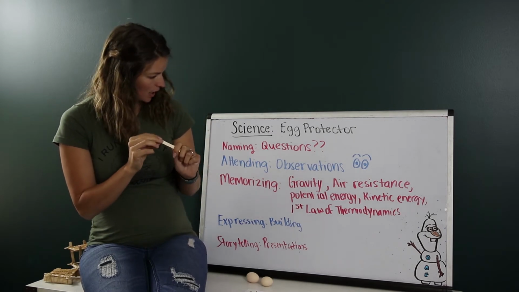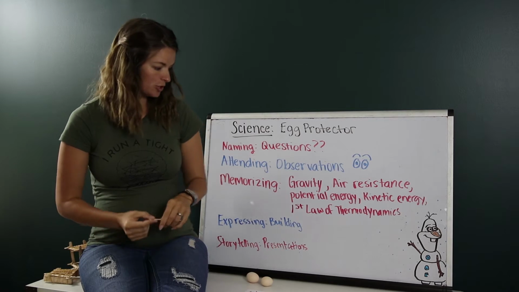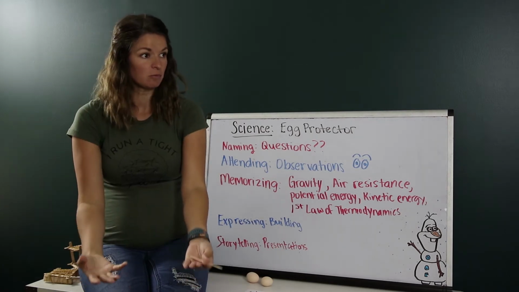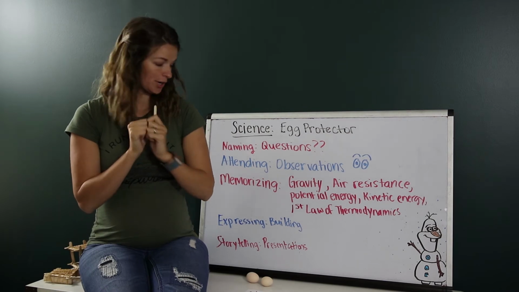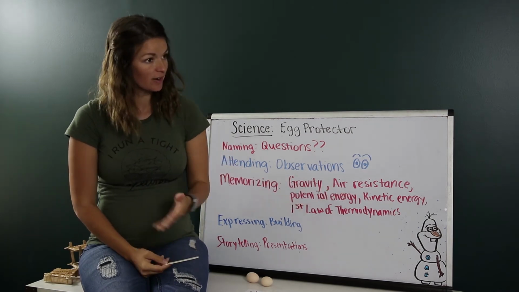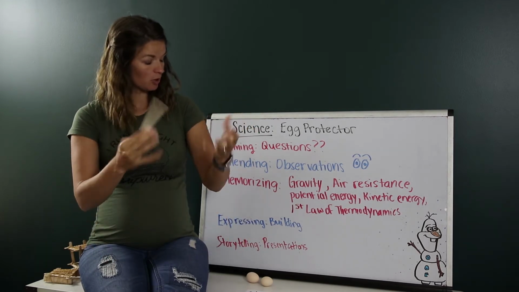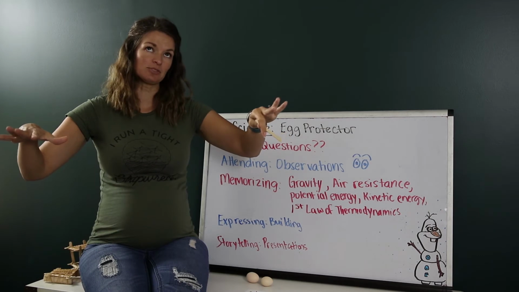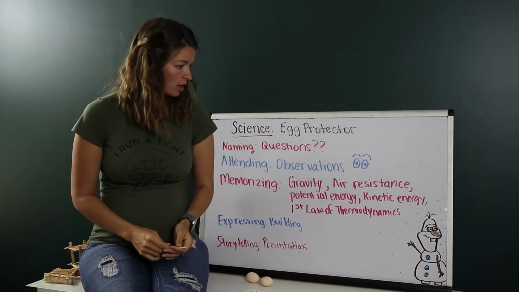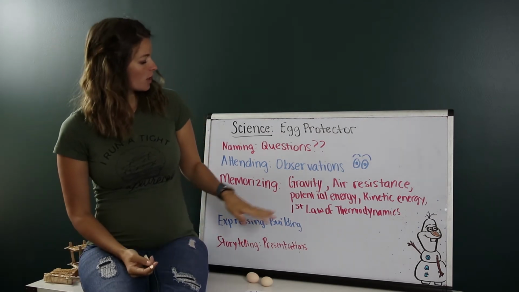The next thing I want to talk about before I do this actually is memorizing. So we're going to talk about a couple terms. We talked about gravity already. Gravity is the force at which items are pulled towards the earth. And then we talked about air resistance, right? So the more air that's pushing up, or the more flat an object is to where it's having more air resistance, the slower it's going to fall. The more aerodynamic something is, the faster it's going to fall.